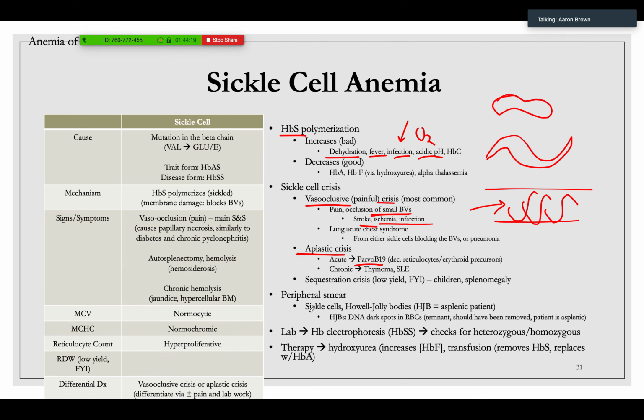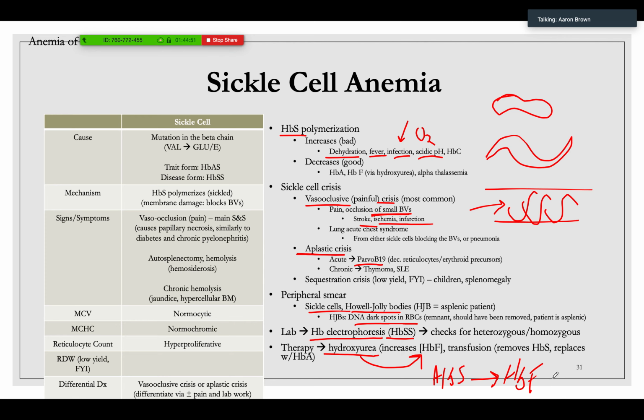Great. So on peripheral smear, look for sickle cells, Howell-Jolly bodies, which are dark spots of DNA inside of red blood cells. On the lab, you can do electrophoresis to find sickle cell hemoglobin. And therapy actually is something called hydroxyurea. If you give a patient with sickle cell anemia hydroxyurea, it's going to increase their level of fetal hemoglobin. They go from trying to make HbS to making HbF. HbF is our fetal hemoglobin.